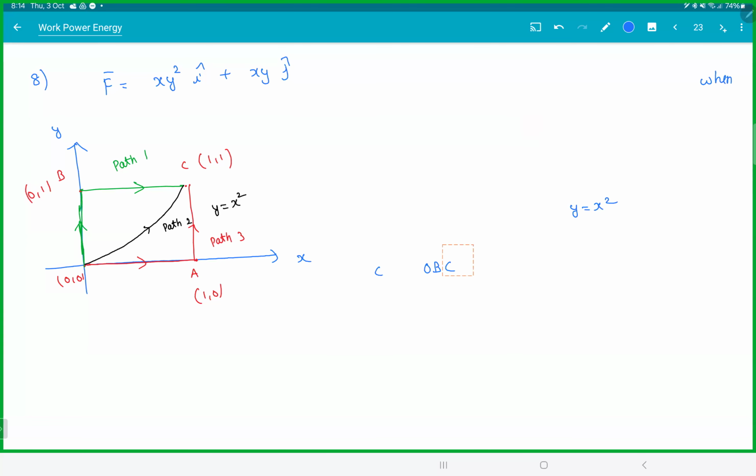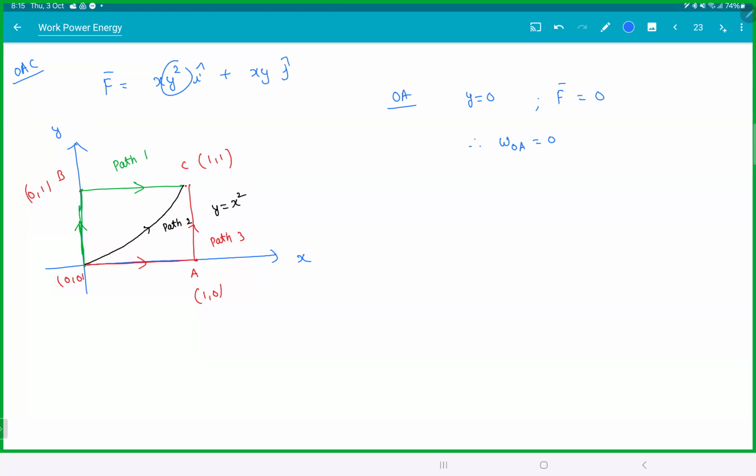For the first one, now see, when you're going in paths, don't directly jump into it. Let's go one step at a time. So let's go from O to A first. Ask yourself, when you go from O to A, the y coordinate is 0. Agreed? There is no y coordinate. What will happen to your force? Your force becomes 0 because the y coordinate is 0. Therefore, work done from O to A is 0.